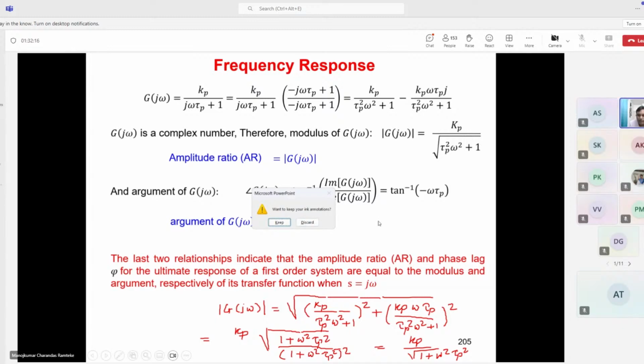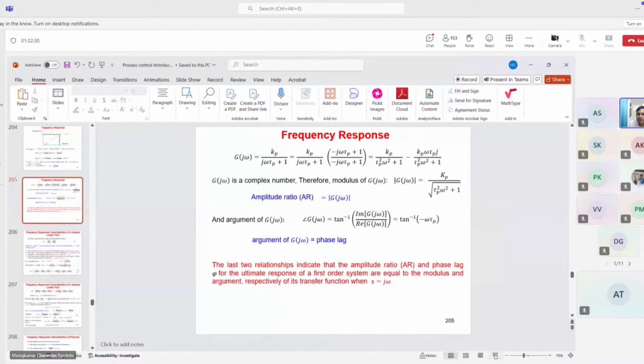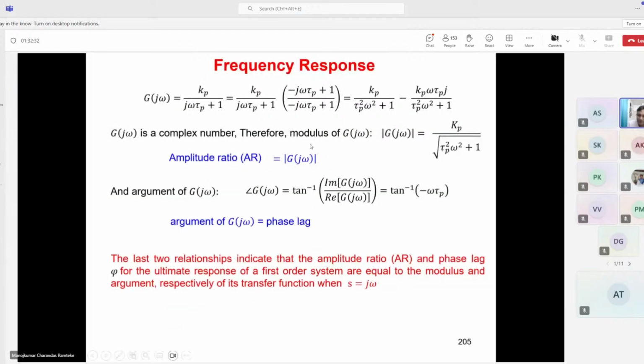Sir, can we put s equal to j omega if the process is unstable? If the process is unstable, then no. I will prove why we are saying no. This is only possible when the process is stable. Process is stable means the transfer function should be stable. That is what we are going to prove. Is it clear to everyone?